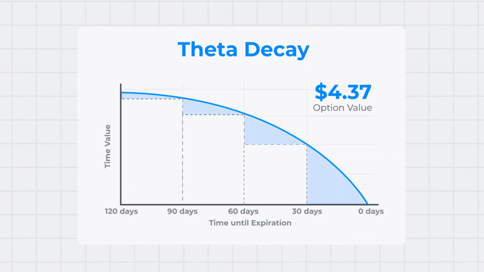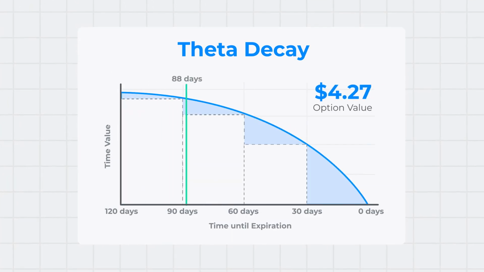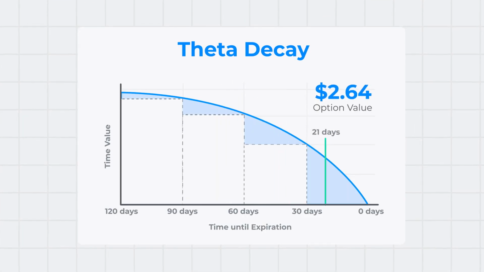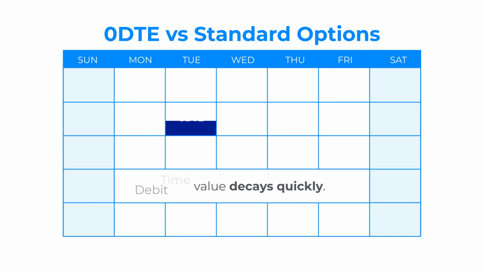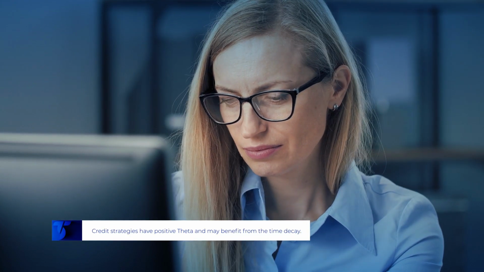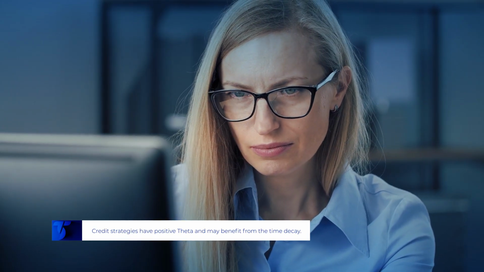Options are a wasting asset. They drop in value as time passes. Theta measures the expected decline in an option's premium for a one-day passage in time. Since the 0 DTE option expires on the same day, its time value decays quickly throughout the trading day. Debit option strategies have negative theta, as the accelerated time decay could counteract potential profits. Option sellers who create credit strategies have positive theta and may benefit from the time decay inherent in 0 DTE options.